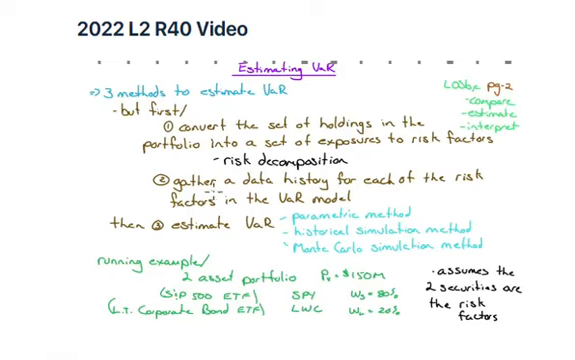Because if we're looking at value at risk, we need a risk decomposition. It makes sense, right? Number 2, gather a data history for each of the risk factors in the VaR model, and we'll see that depending on which of these 3 methods we use, that'll be done slightly differently, especially for the first 2. The third one, not so much. And then, of course, you just estimate VaR by whichever method you're using.